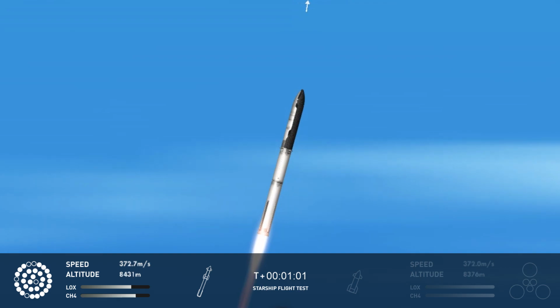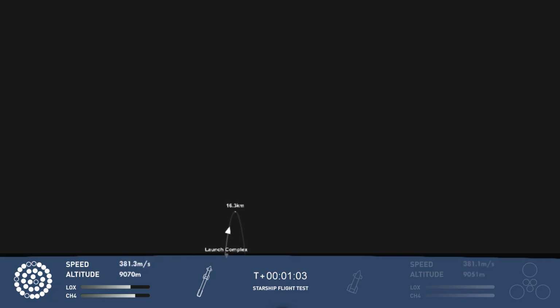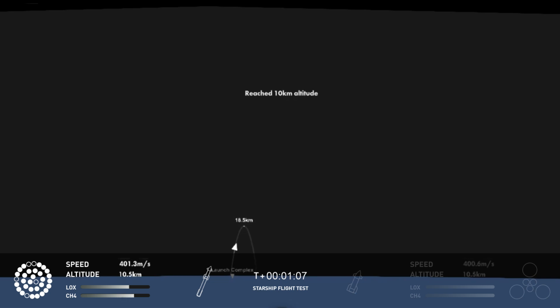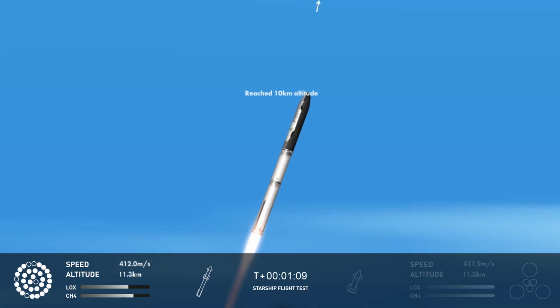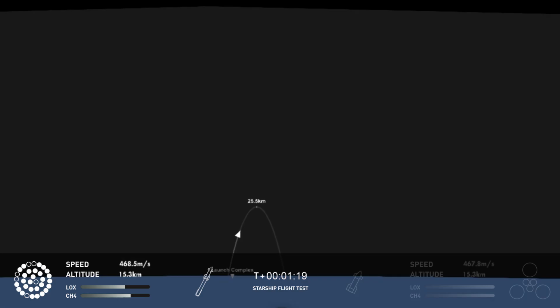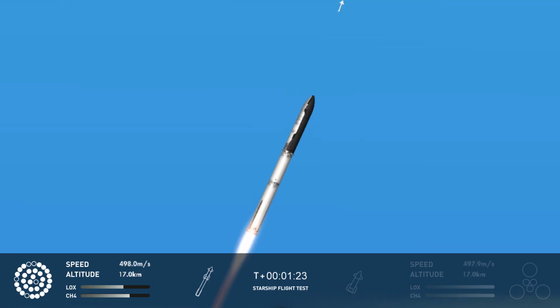We're throttled down and throttled back up. Going through the period of maximum aerodynamic pressure. As the velocity increases, the density of the atmosphere is decreasing. Max Q. Lessening stress on the vehicle. The call out, Max Q now.